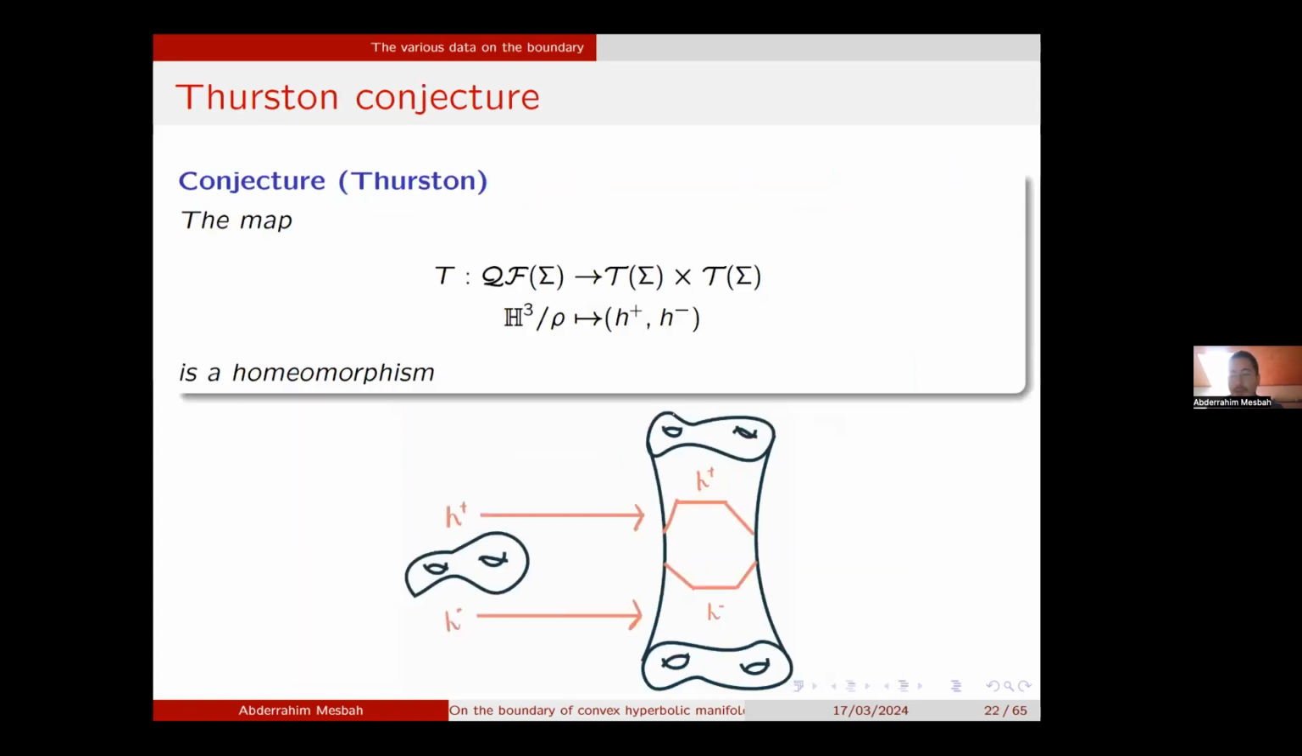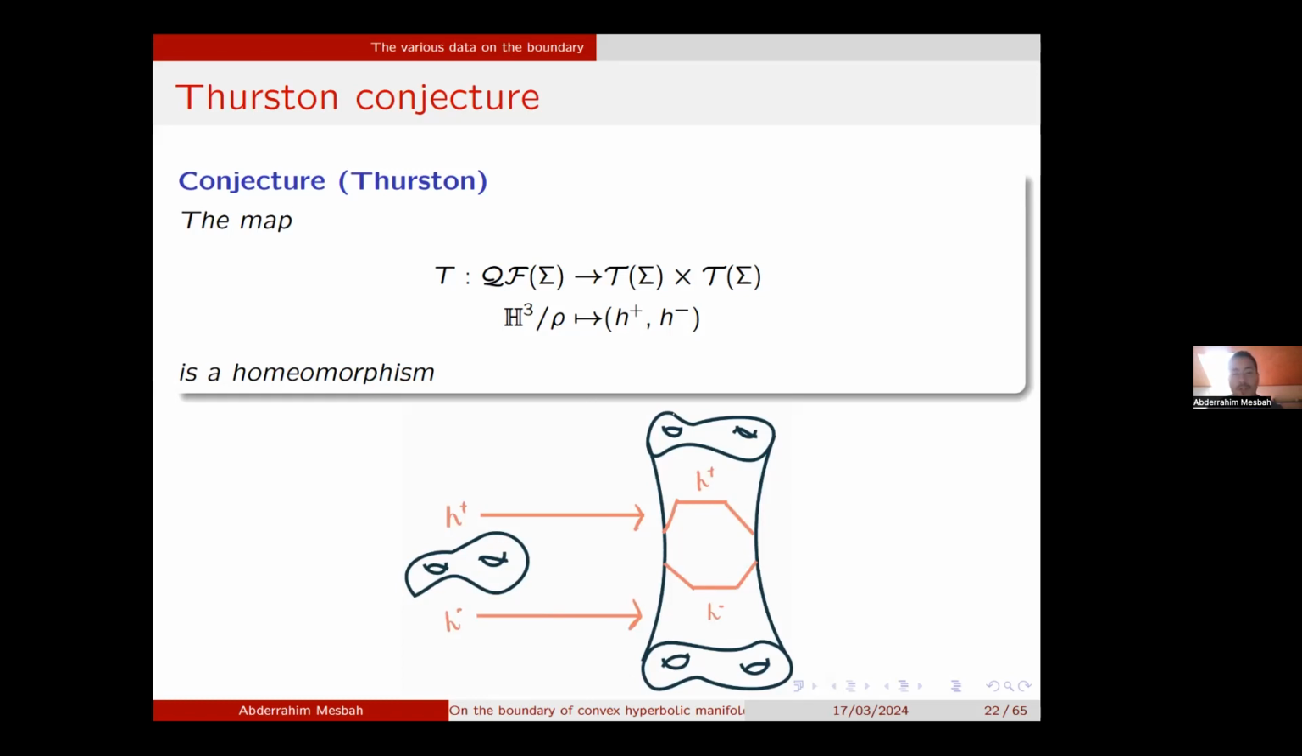And there is a conjecture by Thurston saying that this correspondence, when you take a quasi-Fuchsian manifold and you associate to it the metrics on your surface sigma, the two metrics on the surface sigma coming from the boundary of the convex core, is a homeomorphism. In some sense, this is similar to Bers' theorem.